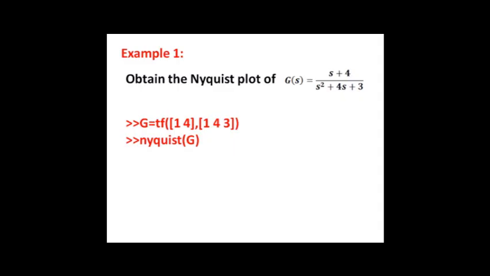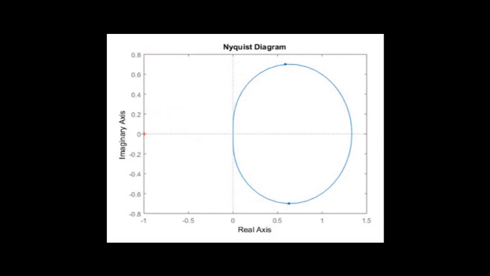In the next command line, call nyquist with G as the input argument. With the execution of the last statement, you must see the figure response from MATLAB like the screen. Here, the horizontal axis, or real axis, is basically the real part of the frequency function G of j omega, and the vertical axis, or imaginary axis, is basically the imaginary part of the frequency function G of j omega.